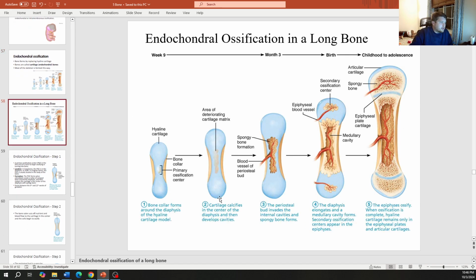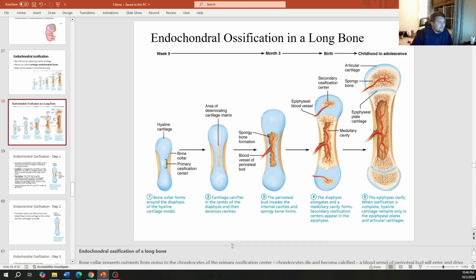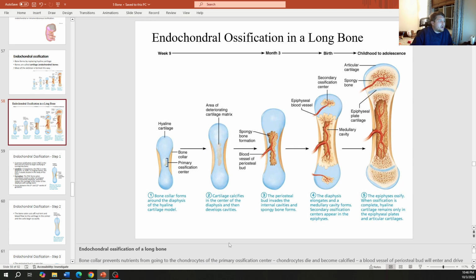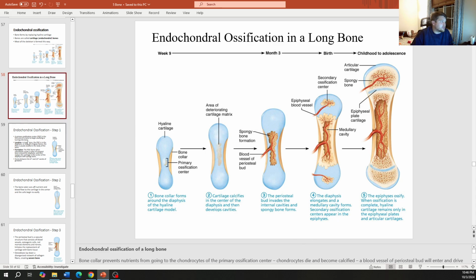Here's this picture in big form. We're going to go through this quickly, as there's just a handful of things that you really need to know from this material, but I do highly recommend at some point, especially if you want to work with children as a chiropractor, that you come back to this and really understand this process of bone formation, okay?